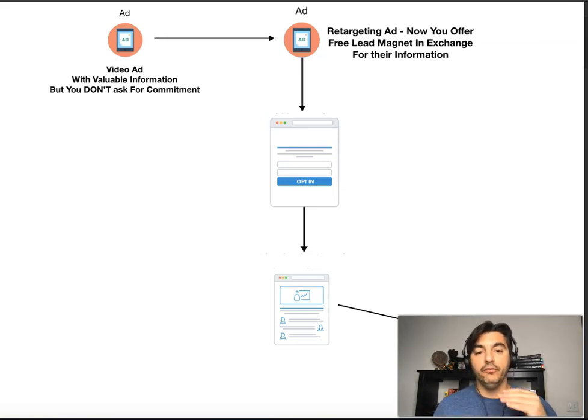Okay. So if you notice in this step, there's actually an extra step in the process. So we have your video ad with valuable information, but you do not ask for a commitment. So the first ad that a customer is going to see from you is a video. So I encourage you to think about something, create a video where you're going to establish authority and you're going to share some valuable information to your customer. So they're going to see a video from you, they're going to click on it, and they're going to get to know who you are, and they're going to feel comfortable with you, and they're going to say, oh, Mrs.